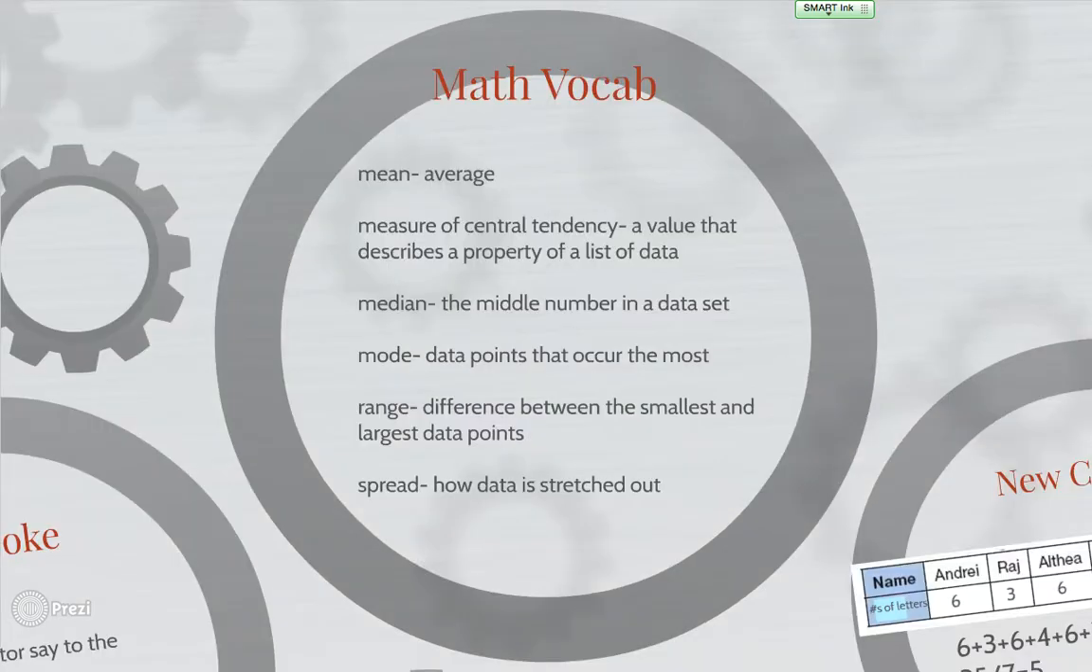Okay, here's your vocab. Please take some time to write this out. Mean is just another word for average. A measure of central tendency is a value that describes a property of a list of data. Median is the middle number in a data set. Mode are data points that occur the most. Range is the difference between the smallest and largest data points. And spread is how the data is stretched out. Okay, so make sure you write those down.